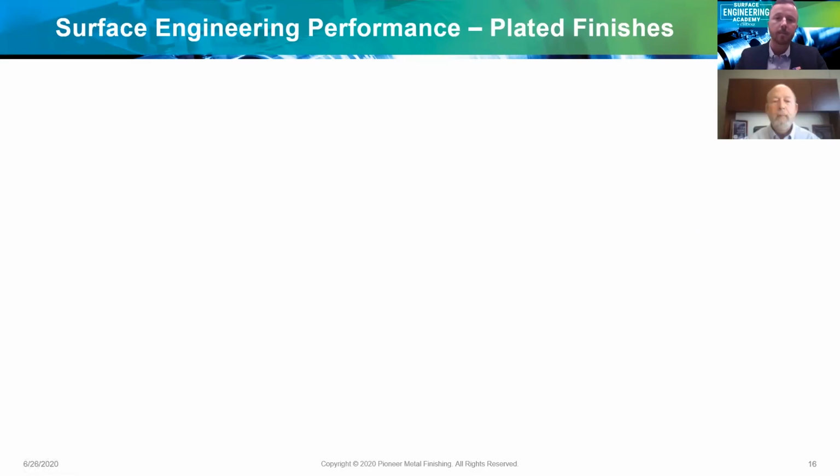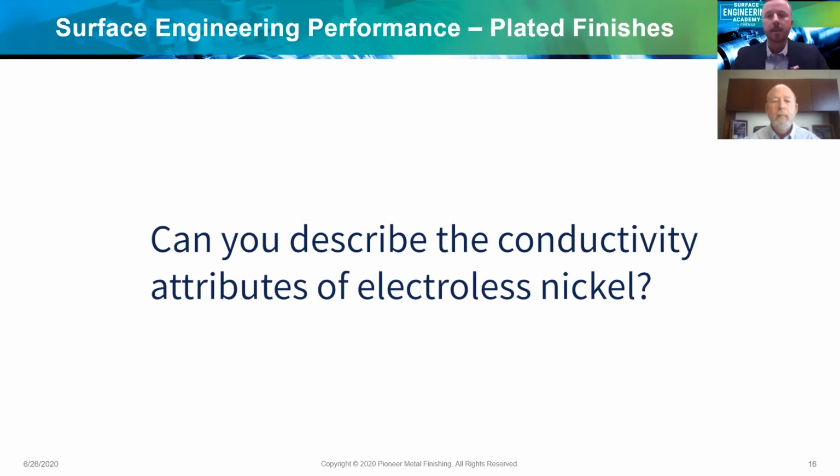I see first question in, Steve, can you describe the conductivity attributes with Electroless Nickel? Electroless nickel is pretty much considered neutral when it comes to conductivity versus like a tin or a silver plating, which would enhance the conductivity of the base metal. It wouldn't interfere with the conductivity of the base metal.